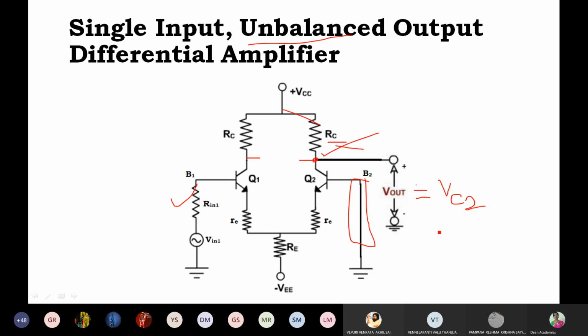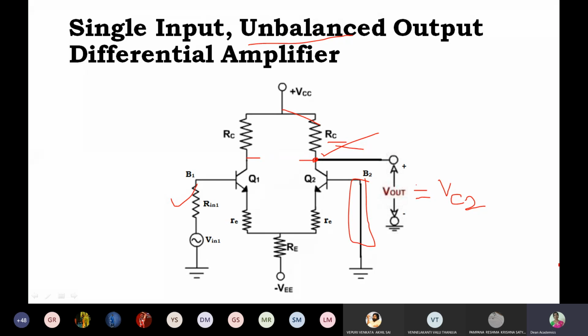What is V naught? V naught is equal to IE2 RC. The IE2 expression we already derived just now for the previous case. This case and the previous case are both the same. Only the output varies: earlier we took output at two terminals, now we are taking at one collector only, single ended output. So the IE1, IE2 expressions are all the same. What is V naught? IC2 into RC, IE2 into RC.